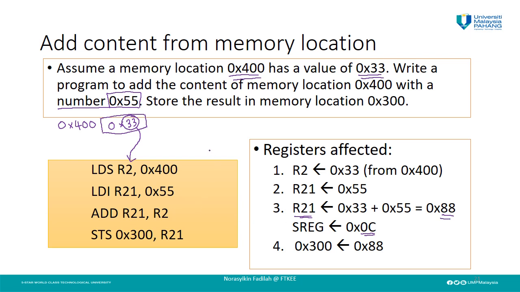And then since we need to store the result in memory location 300, and the result is now at register 21, we want to store it inside a memory of address 300. We use STS, so the location is 300, and the content that we want to store is from R21, which is the result. So after this instruction is executed, the address of 300 will contain 88.